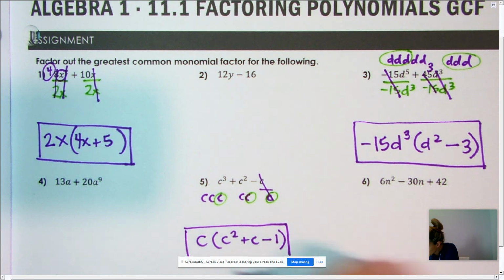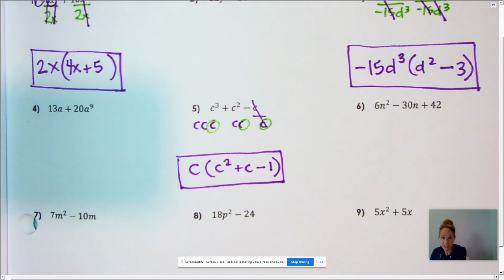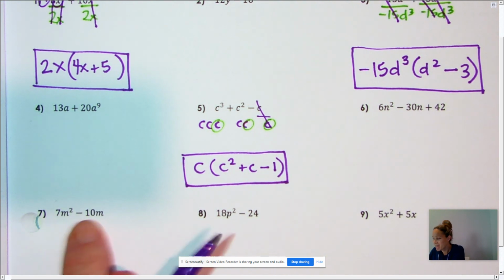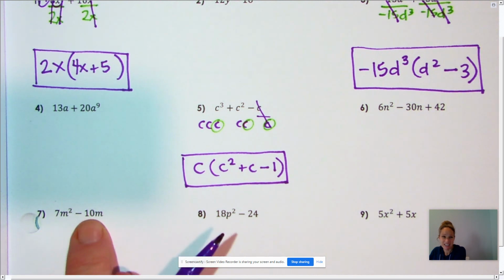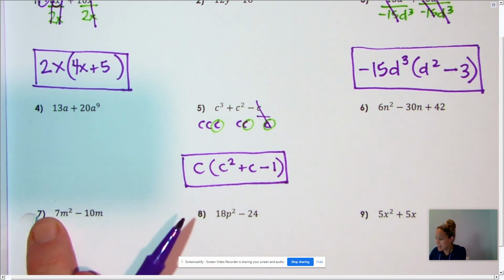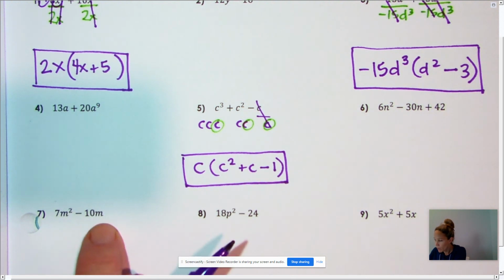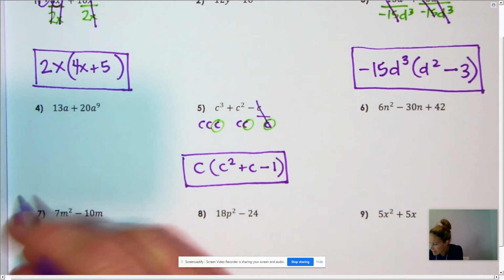Moving right along to question number 7. Okay, so this one we're going to try subtracting. 10 minus 7 is 3. Can 3 go into either one of those? No. Can 7 go into 10? No. Is there anything besides 1 that can go into 7 and 10? No. But what they both have in common is they both have an M.